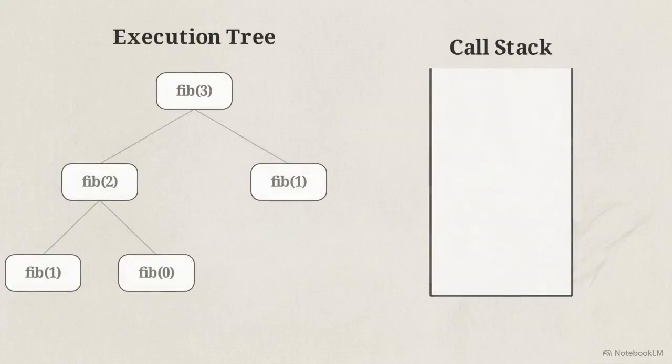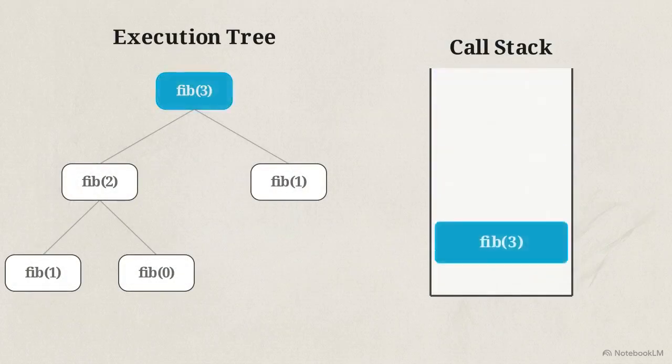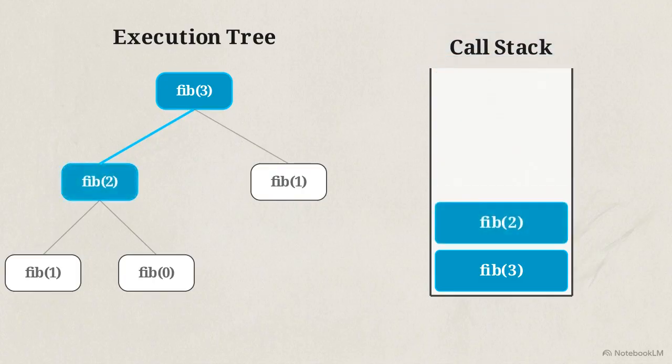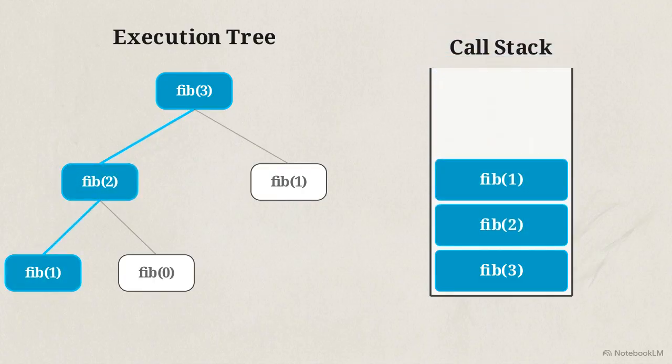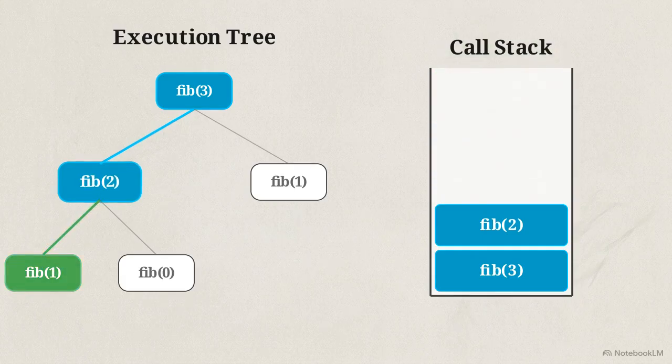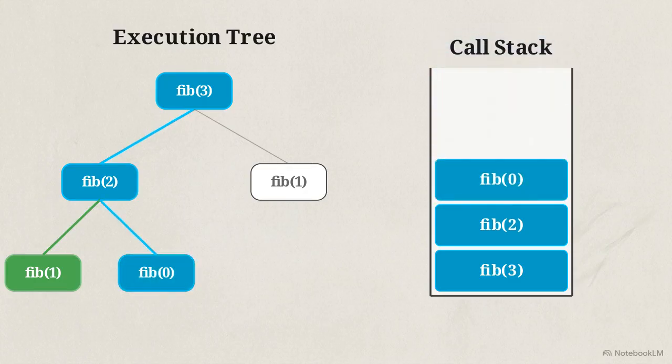Looking at the execution tree alongside our memory space, the computer processes the left side first. It bypasses the right side entirely and drills straight down to the Fibonacci of 1. Every frame on this left path has to push, calculate, return its value, and pop off the stack before the system even acknowledges the existence of the right path for the Fibonacci of 0.